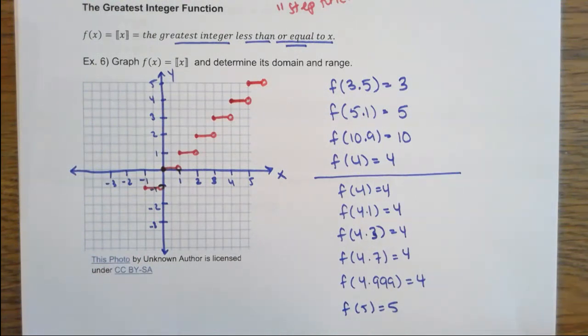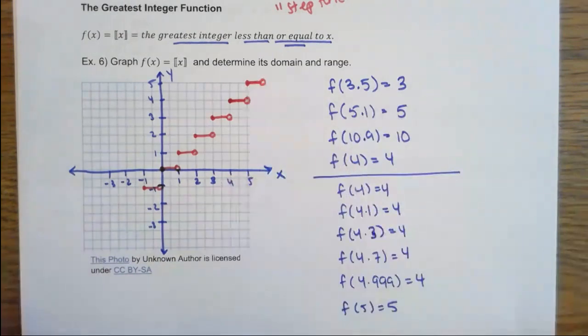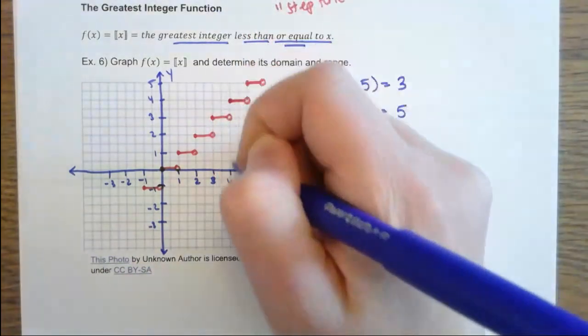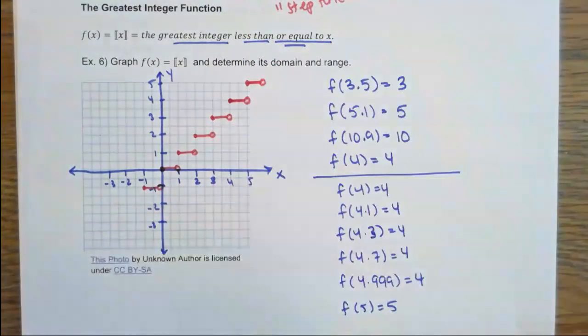It is a function, though. It does pass the vertical line test because, when you go through a line here, there's an open circle on one of them, and that circle doesn't count. So there's a hole there. So you only have 1 point at each vertical line. So it is still a function.